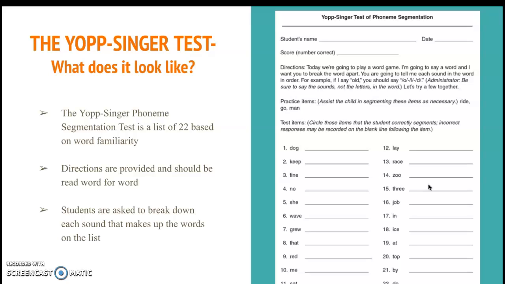And then those are the directions that will be read exactly as they're written, just so that each child is being assessed the same and given the same direction. We also have a practice item, so if students need additional help after the directions are told, you can give them a few words to work with before you actually start the assessment. And then the test items are all listed there. There's always 22 words on each assessment.